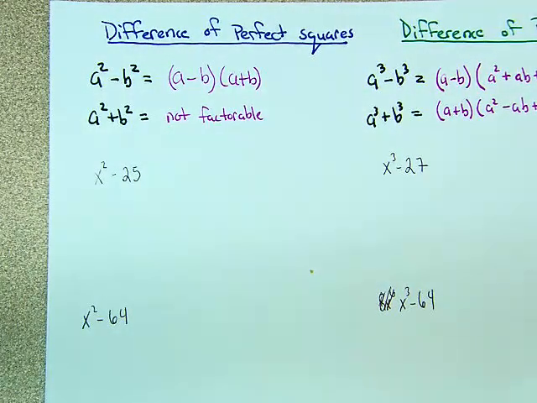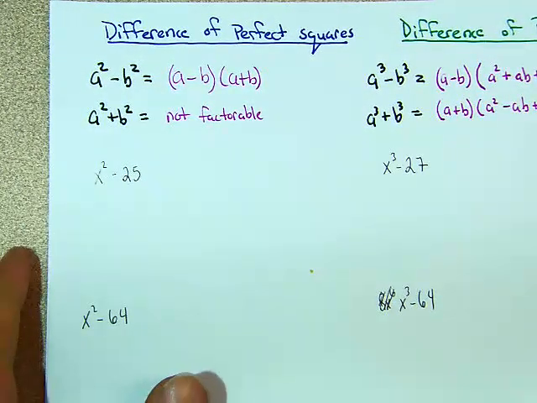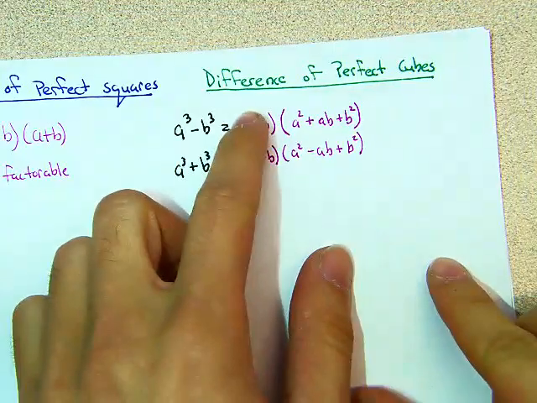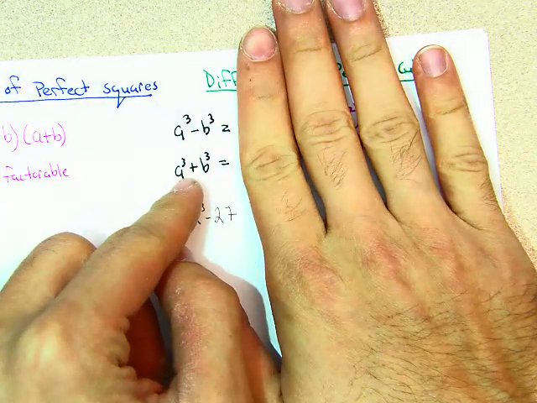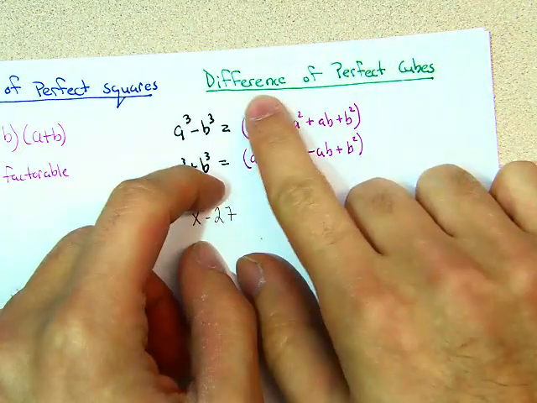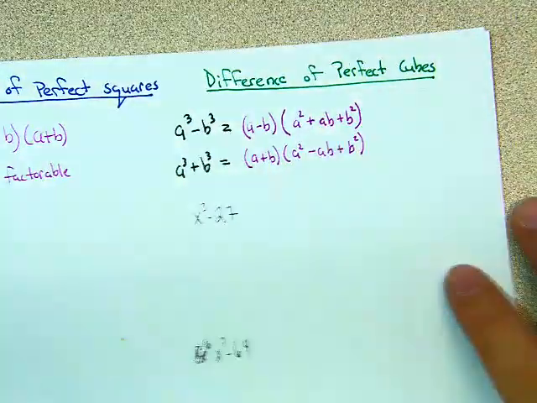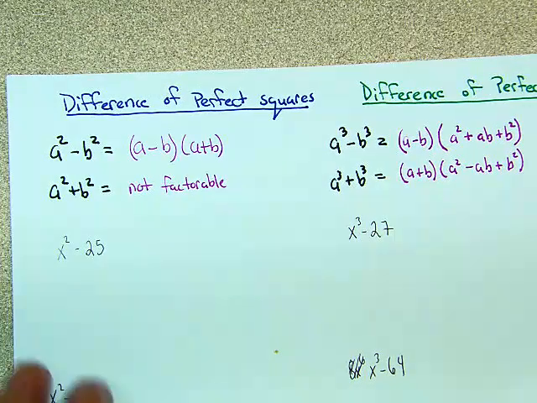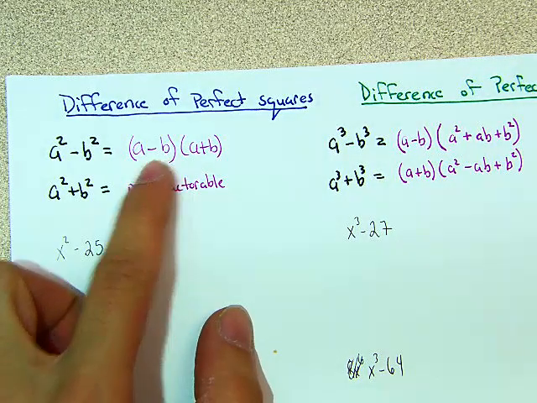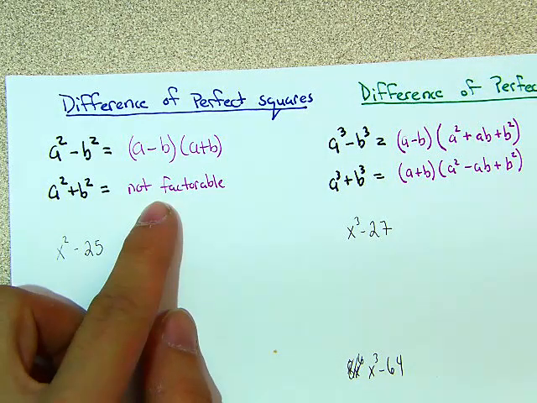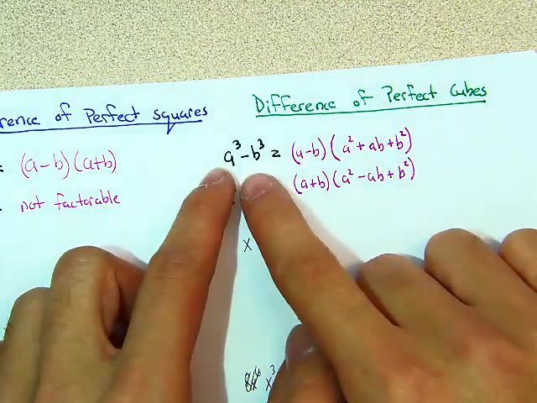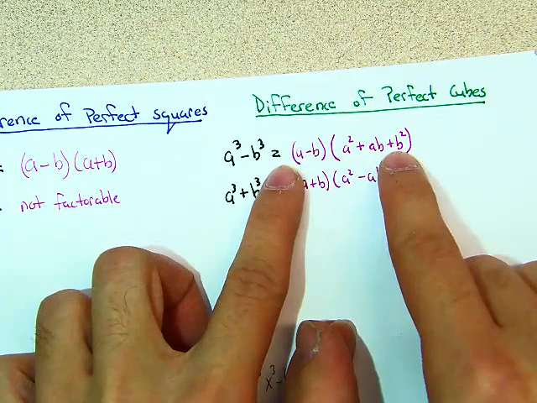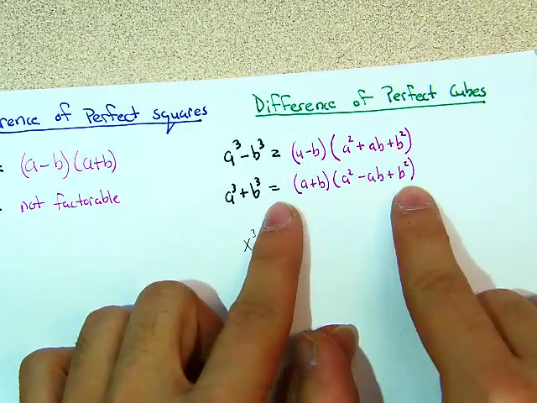All right, welcome. So here we are. We finally get to the point of solving problems with the assistance of a cubed minus b cubed and a cubed plus b cubed. This is the difference of perfect cubes. So we know that a squared minus b squared is equal to this. A squared plus b squared is not factorable, and we showed in the last video that a cubed minus b cubed is this whole thing, and a cubed plus b cubed is this whole thing.